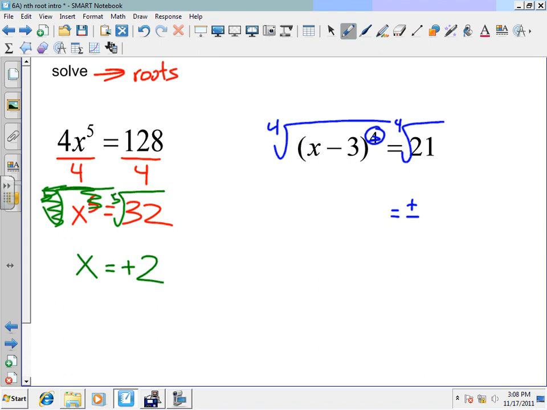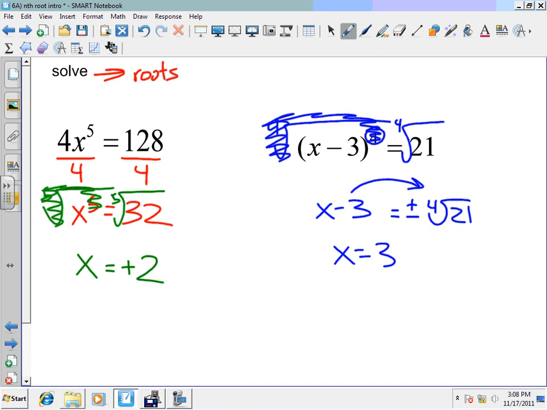So then this 4 and the radical cancel each other out, and you're left with x minus 3 is equal to plus or minus the 4th root of 21. We can't simplify that anymore. Okay? It's going to be an ugly, irrational number. So how do we solve for x? You're going to move the negative 3 to the other side as a positive 3. And there we go. 3 plus or minus the 4th root of 21.